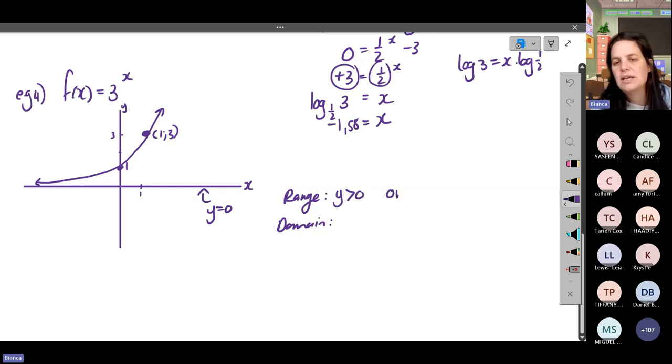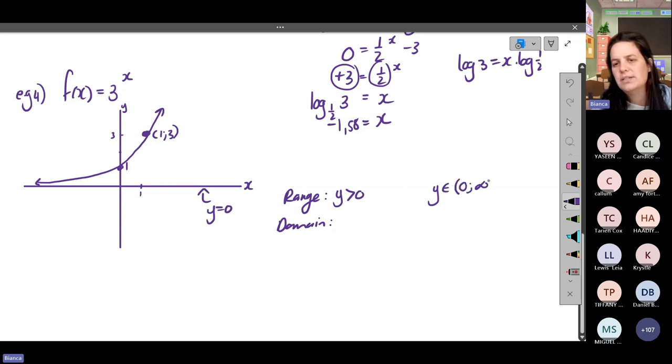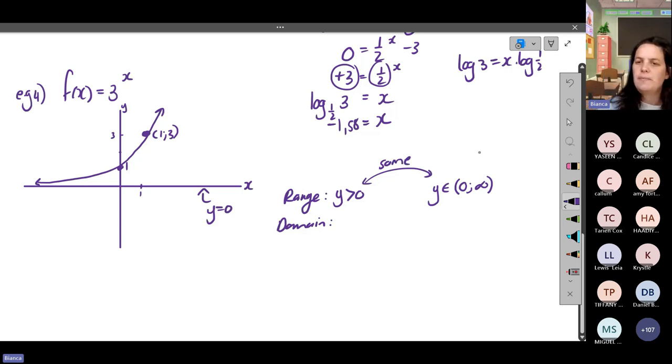Those of you that use the other notation, another way to write it is to say y is an element of everything in round brackets, above 0 all the way to infinity, round brackets. Those two things mean the same. It all depends on what you prefer to use, set notation or interval notation.